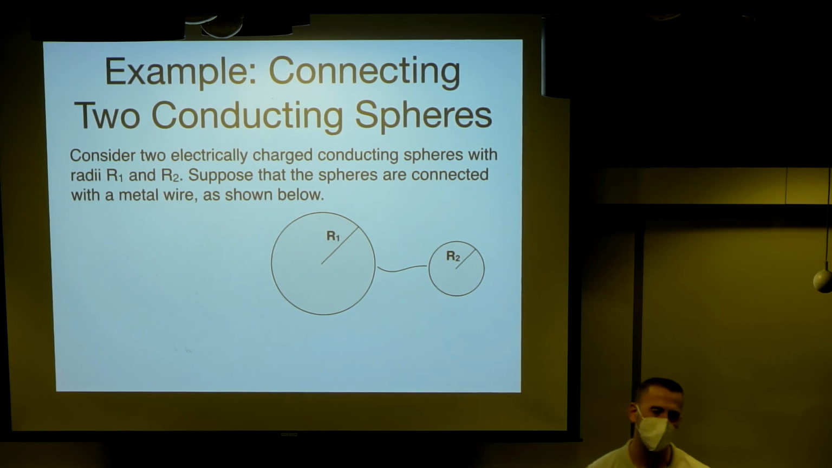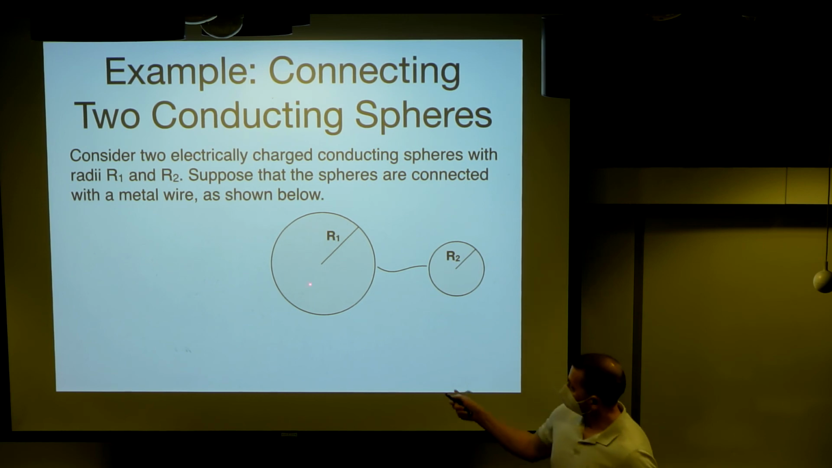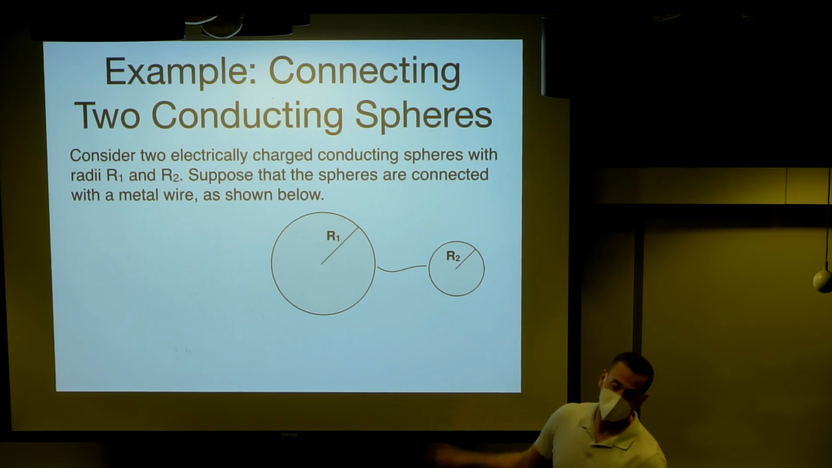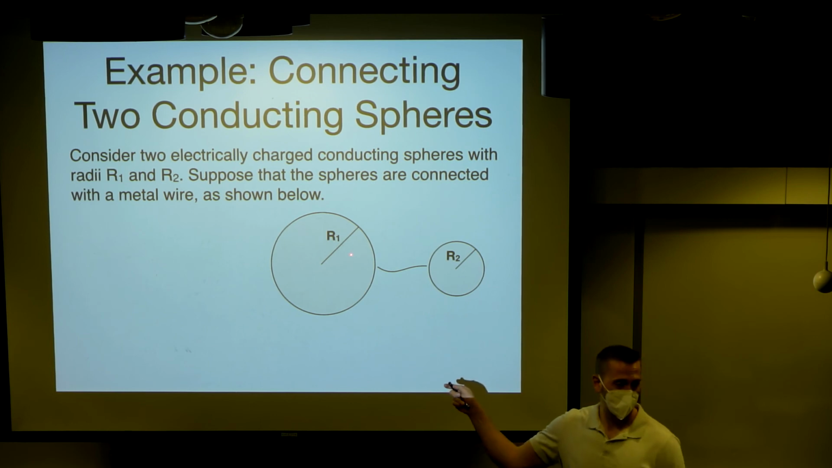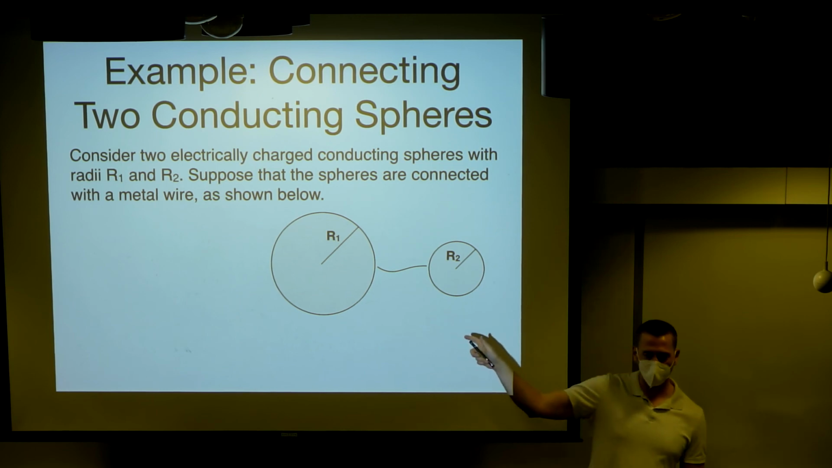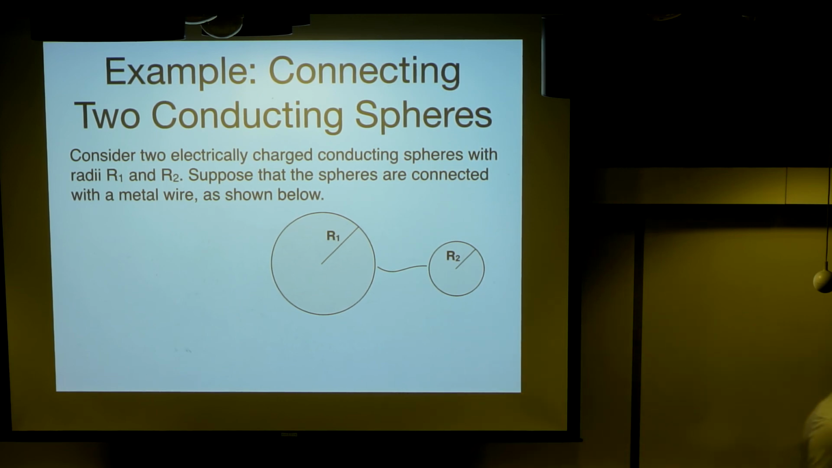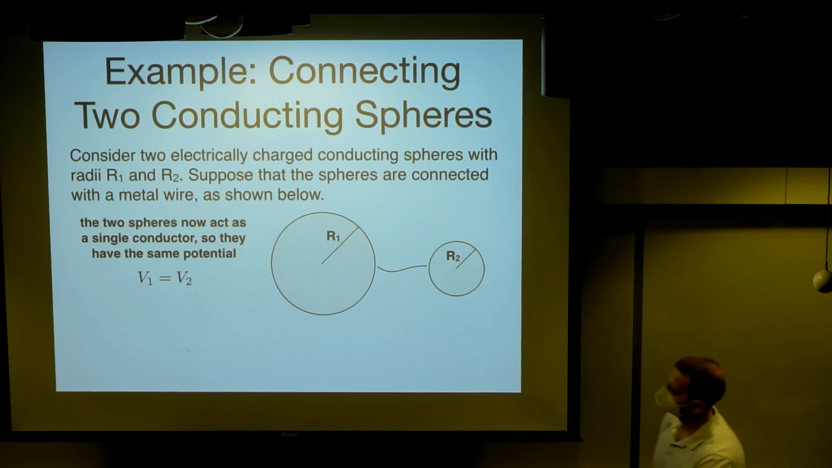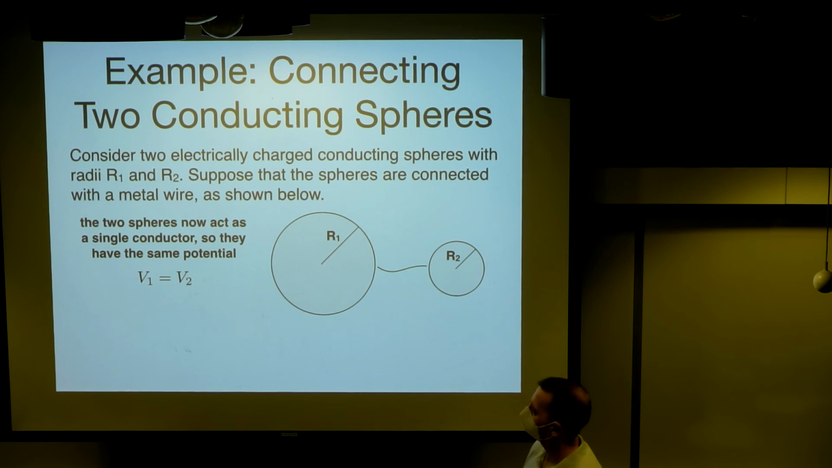What did we say about electric potential in a conductor? It's evenly distributed throughout. In an electrical conductor, potential is the same everywhere. So as soon as we connect them like this, we are ensuring that the electric potential is the same everywhere between these two conductors. Does that make sense? Once connected, we can consider them to be acting as a single conductor, so they now have the same potential. In other words, V1 equals V2.